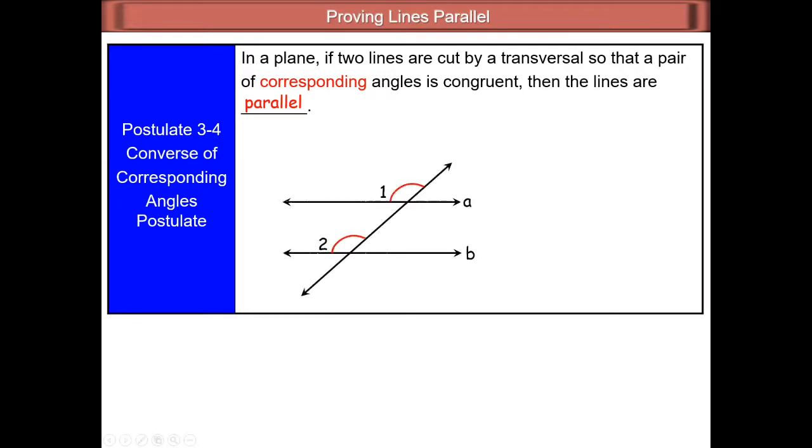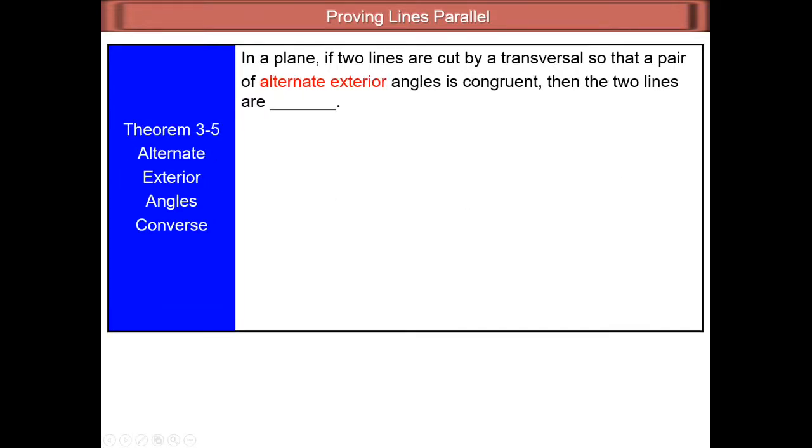So if we look at a picture to support this, here we have angle 1 and angle 2 are corresponding angles. And if we can prove that angle 1 is congruent to angle 2, then we know line A is parallel to line B.